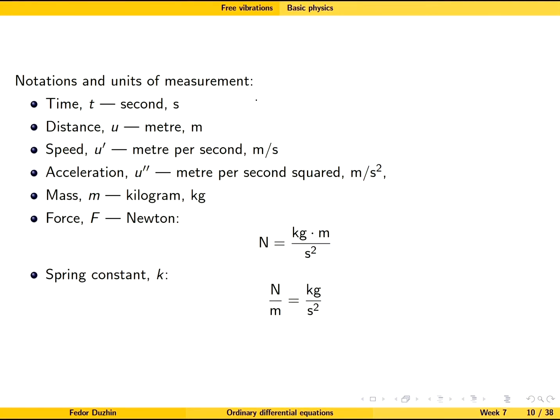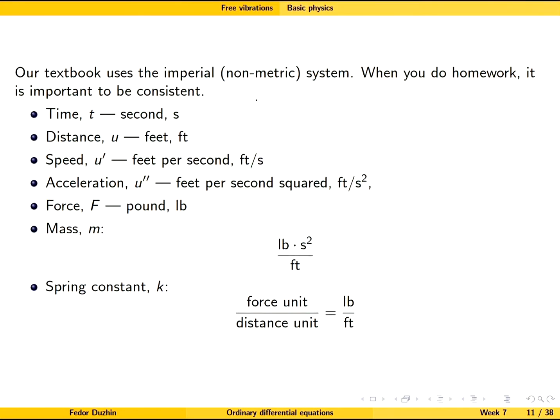Then you have a textbook, and the textbook is American, so it uses a different system of measurement. Some things about this imperial system are more or less clear. Time is measured in the same units, in seconds. Distance is measured in feet. A foot is, whatever, 30-something centimeters. Then the speed is, of course, measured in feet per second, and so on.